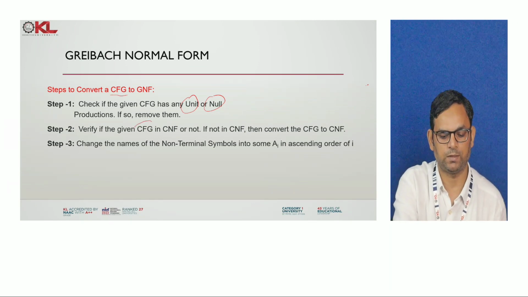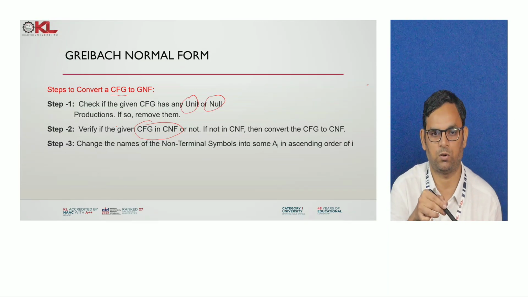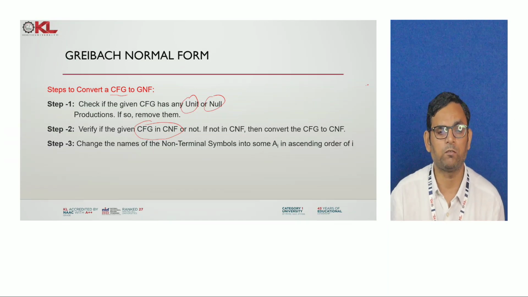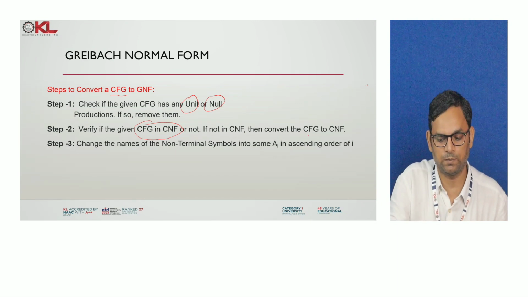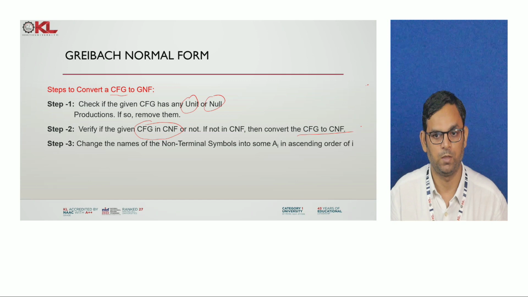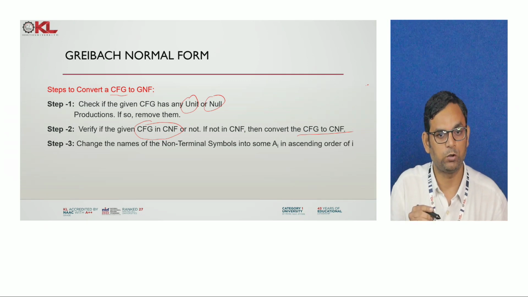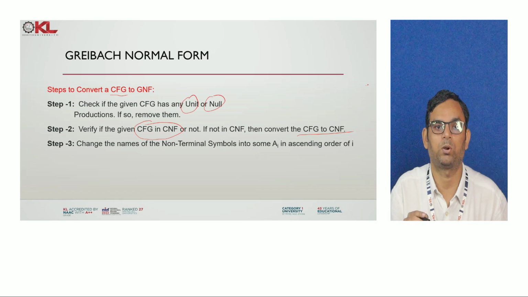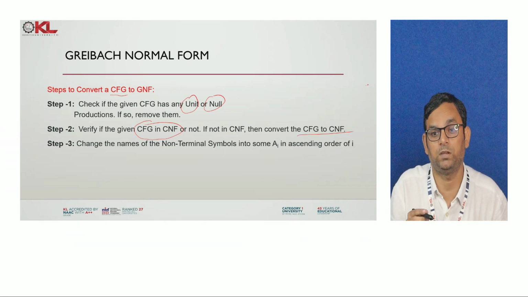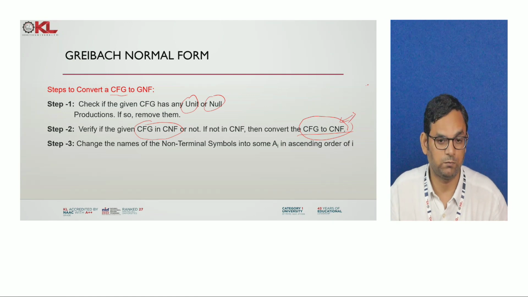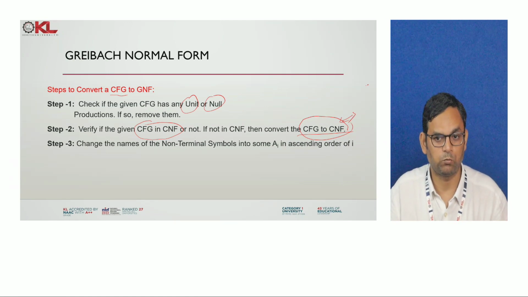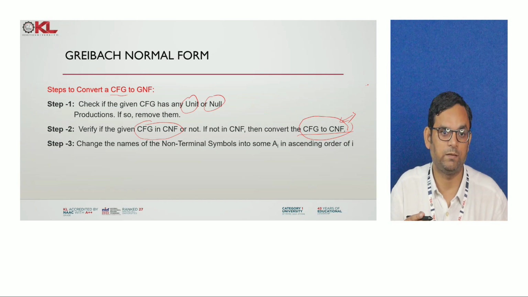The second step is to verify whether that CFG is in CNF or not. CNF is Chomsky normal form, means you have to verify whether the given context free grammar is in CNF or not. If it is not in CNF, then first convert that CFG into CNF. Remember this point: you have to remove the unit productions, remove the null productions, and then convert the CFG into CNF. After converting the CFG into CNF, the next step is to convert that CNF to GNF, that is Greibach normal form.